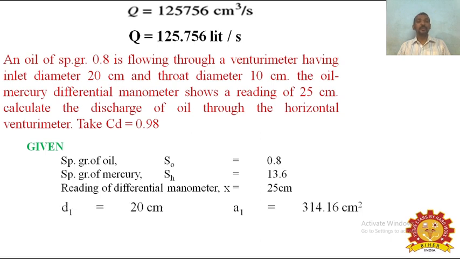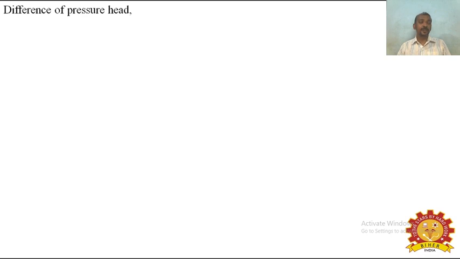So A1 is equal to pi by 4 D square. Finally, we get 314.16 centimeter square. Then the second one, D2 is 10 centimeter. A2 is equal to pi by 4 D square. Finally, we get 78.54 centimeter square. Next step, the same procedure. Coefficient of discharge is also given, 0.98. Then next step, we have to find the H value, the difference of pressure head.